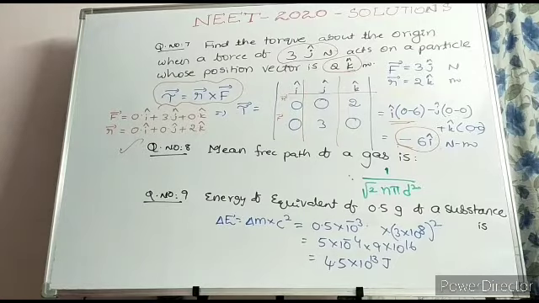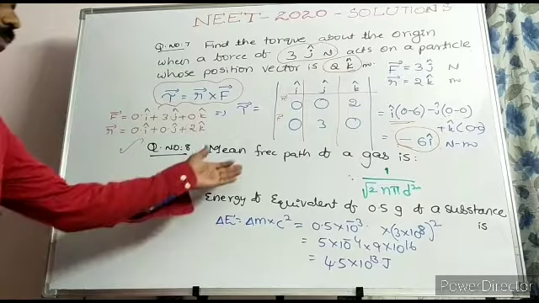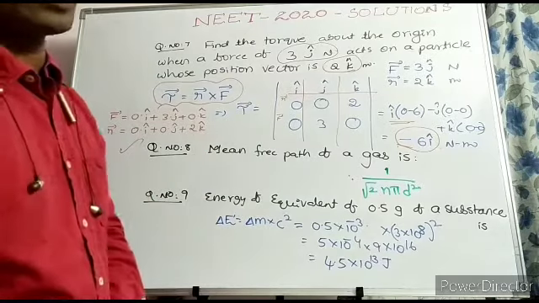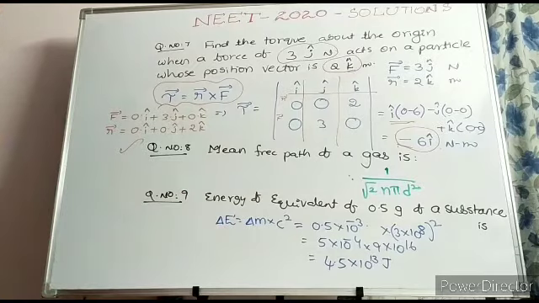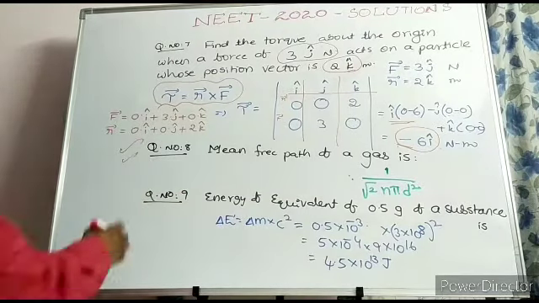According to the kinetic theory of gases, what is the mean free path of a gas? The expression is given as 1 by root 2 n pi d square, where d is nothing but the diameter of the molecule. That is the simplest question asked. And now question number 9.